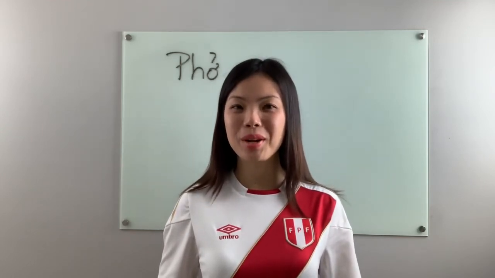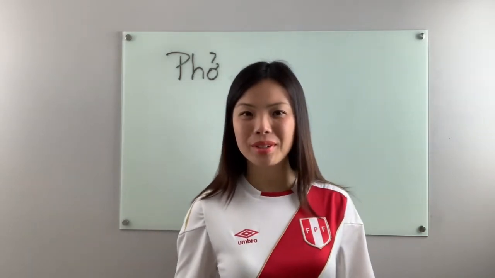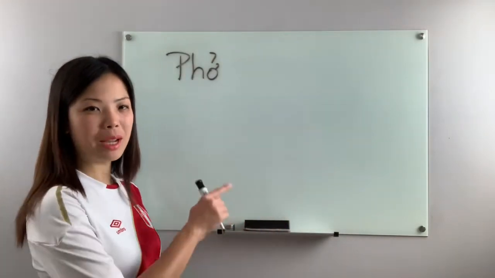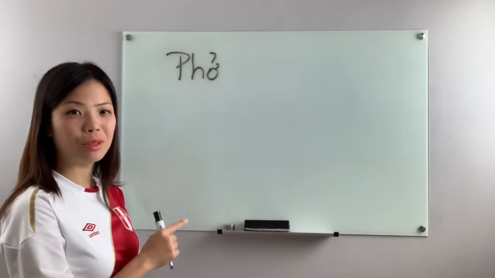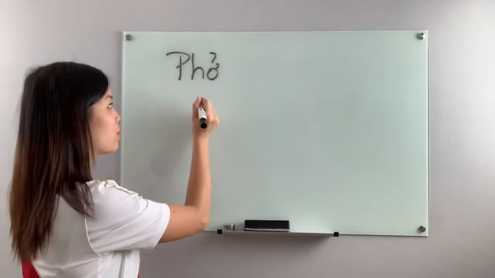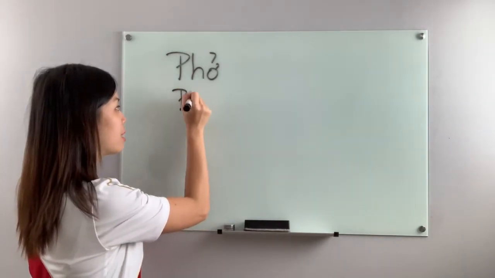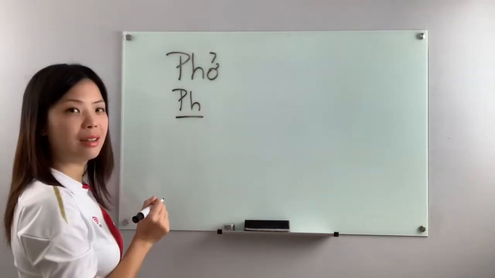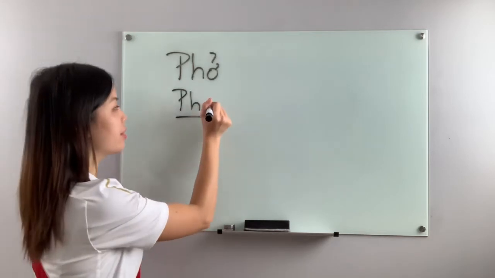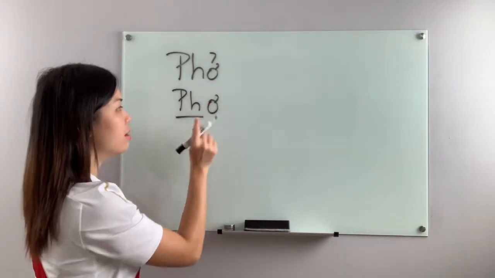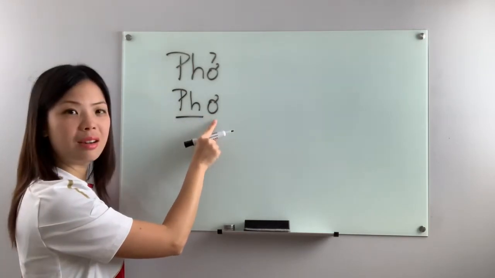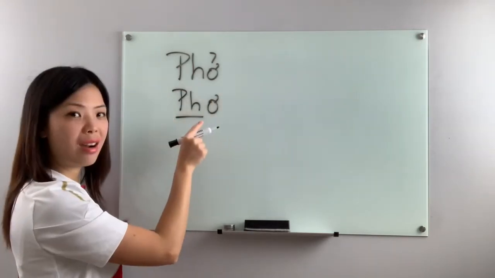In this video, we are going to learn how to pronounce pho in Vietnamese. In order to pronounce the word pho, first of all, you must be able to pronounce each of the letters within the word. To pronounce pho, you pronounce the ph first. This is ph. And the next one is o. Together, it is pho.